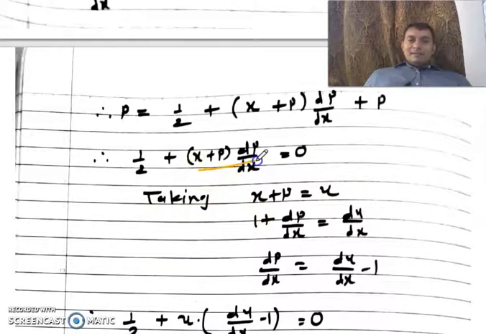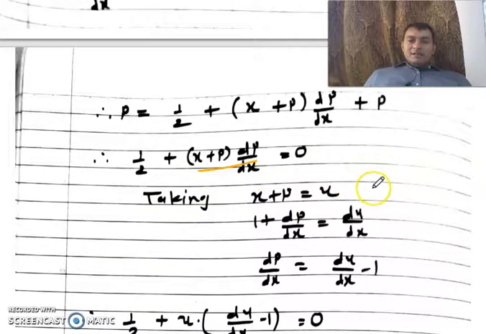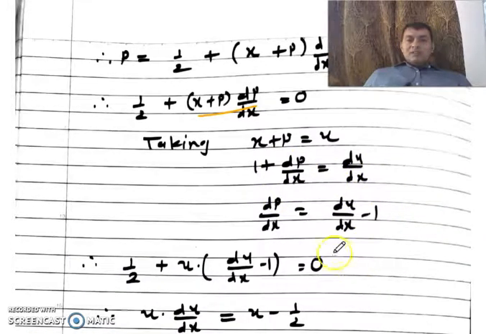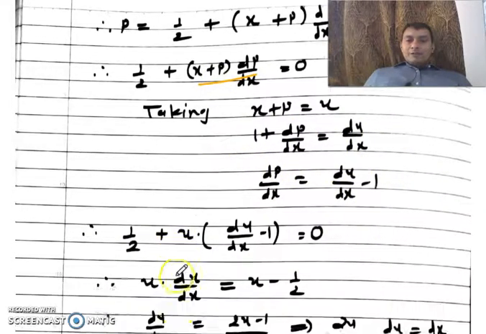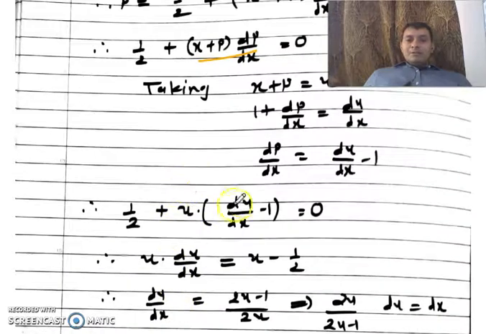For simplicity, we assume that x plus p is equal to u. So 1 plus dp by dx is equal to du by dx. So dp by dx is equal to du by dx minus 1. After replacing here, what we get is 1 by 2 plus u into du by dx minus 1 is equal to 0. Here keep u into du by dx on the left hand side, and take the other term to the right hand side.